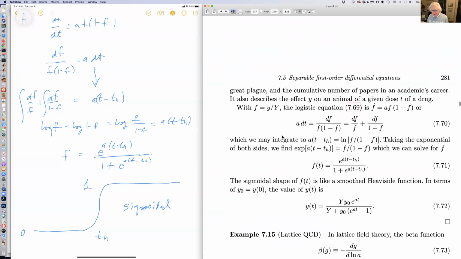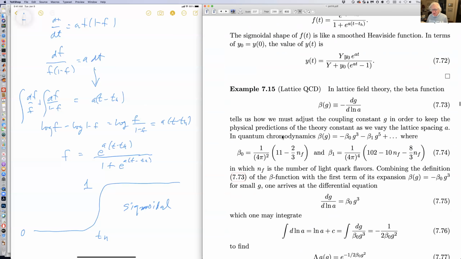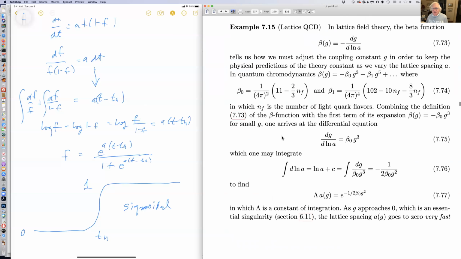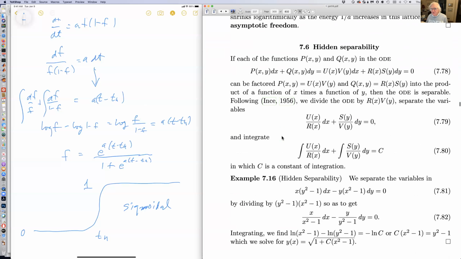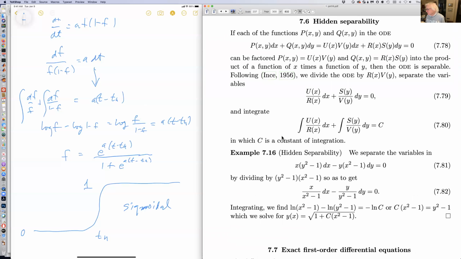Because he had so much intelligence and so much experience. I think I'm going to skip two of these examples and get on to something called hidden separability. But if you want those examples, then send me a chat and I'll go back and do them, or I could do them on Wednesday's 468 class.